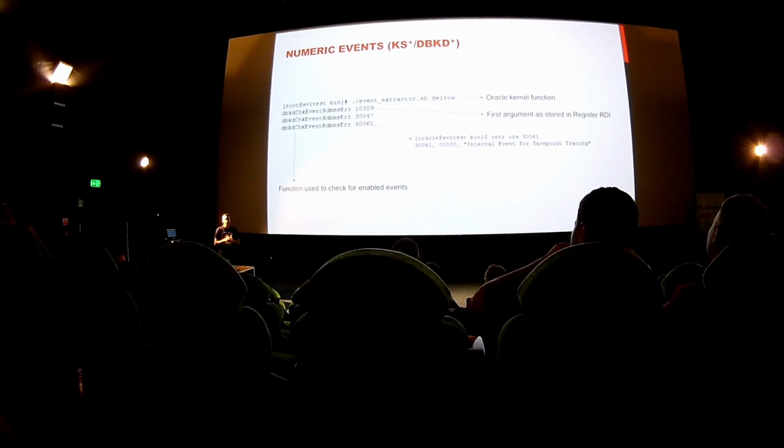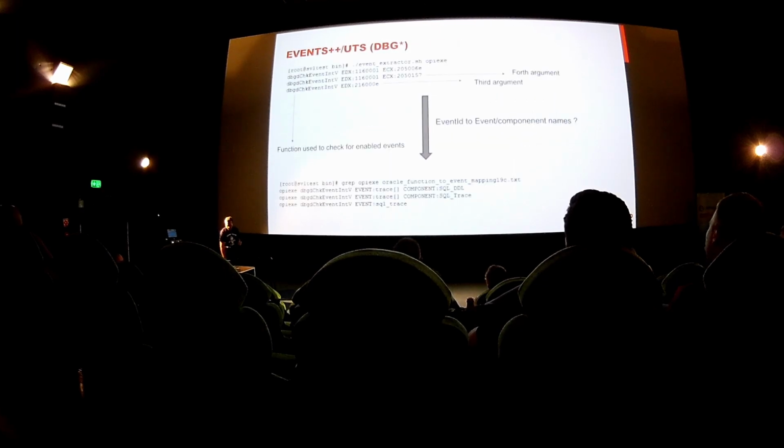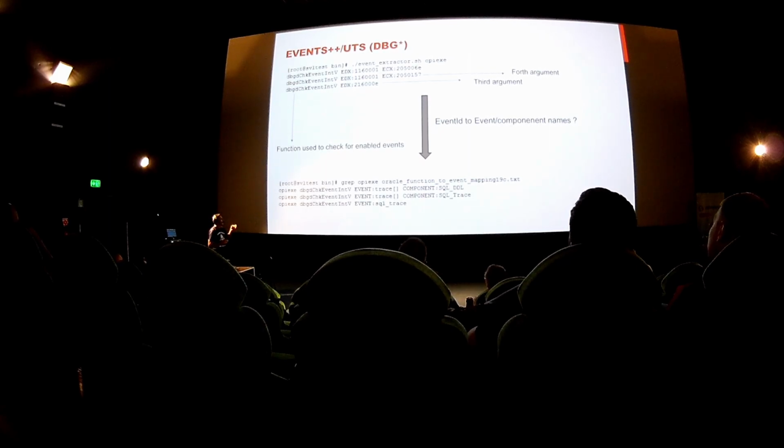But with the new KST, the new event plus plus and the UTS event, things become more complex, because the actual kernel functions are checking for event IDs. We don't know how to map those event IDs to the actual event names. For example, here in the 3rd and 4th arguments of this function, they are checking for event numbers, event IDs, and the event plus plus are using event names. So how to go from these event IDs to those event names?